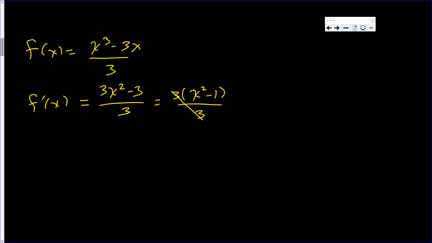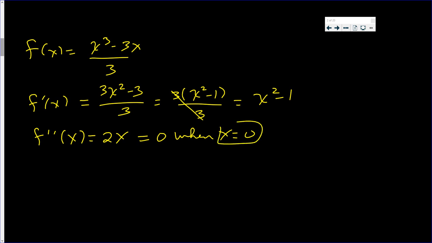We're doing the second derivative. So this is just x squared minus 1. Now we go to the second derivative, and we get 2x. And this equals 0 when x is 0. Okay, so we go from negative infinity to 0, and then from 0 to infinity. This was the only x value that made the second derivative 0 or undefined.